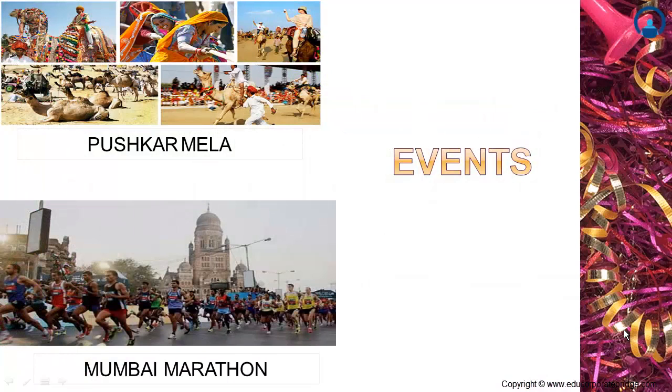Now there are two pictures here. One is of the Pushkar Mela and the other is of the Mumbai Marathon. I'm sure everyone must be very familiar with the second one, that is the Mumbai Marathon. It happens every year on the third Sunday of January, and it's supposed to be a very huge event organized every year, wherein you have thousands of people who participate in it. People from all over the world come and participate in this. The atmosphere is extremely vivacious.